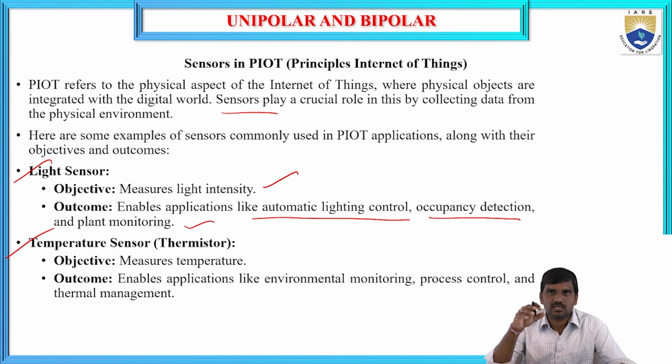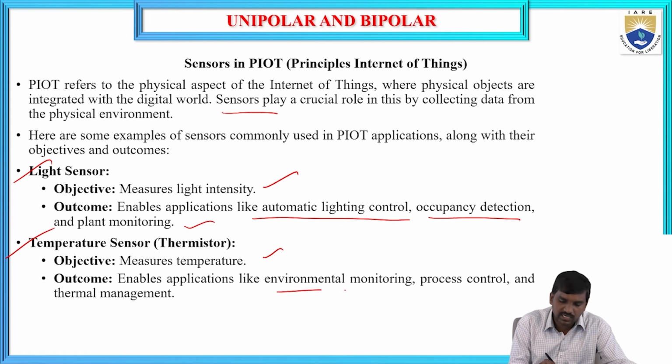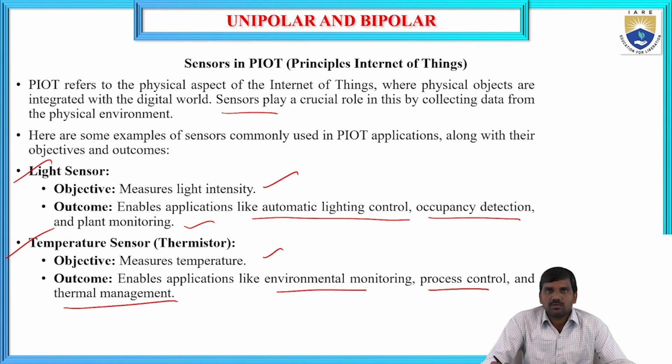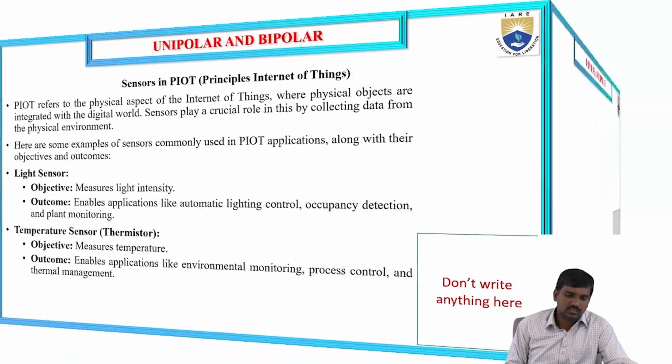And the temperature sensor is nothing but a thermistor. The objective is to measure temperature, whether room temperature or body temperature, whatever temperature is needed, by using the temperature sensor, that is, the thermistor. The outcome enables applications like environmental monitoring, process control, and thermal management systems. By using the thermistor, we can develop these systems. So these are some of the sensors.